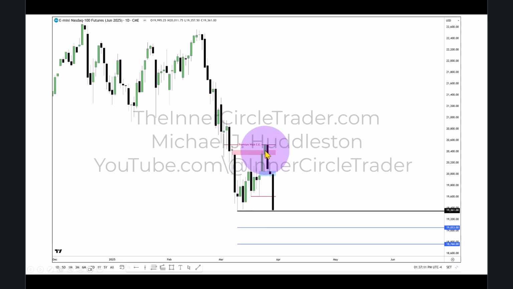Okay, so the initial draw was this volume imbalance, but because the market is volatile and it can trade through it, it trades to it and to the consequent encroachment of this long-legged candlestick, doji-type formation underneath it.